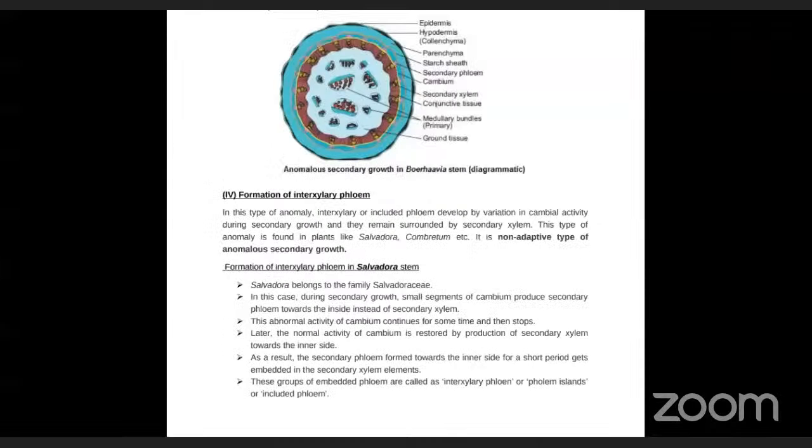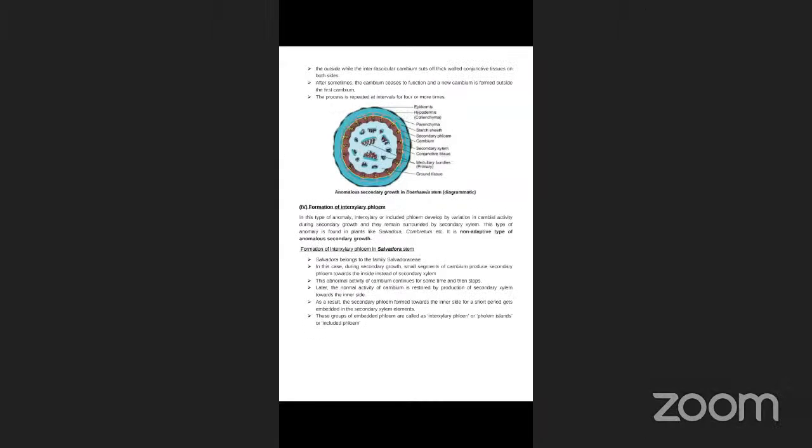The vascular bundles are different here. That is non-adaptive. In Bignonia, the secondary bundles show four wedge strips, which is the adaptive type of anomalous secondary growth. But here it is the non-adaptive type. This is the Boerhaavia diffusa plant anomalous secondary growth.